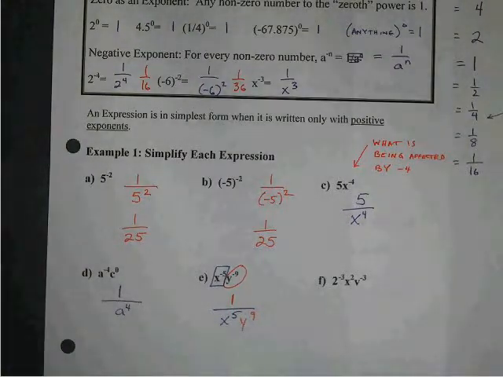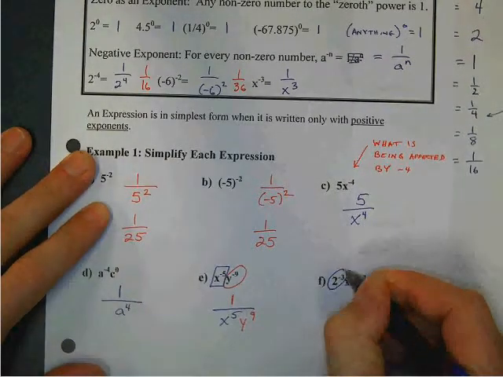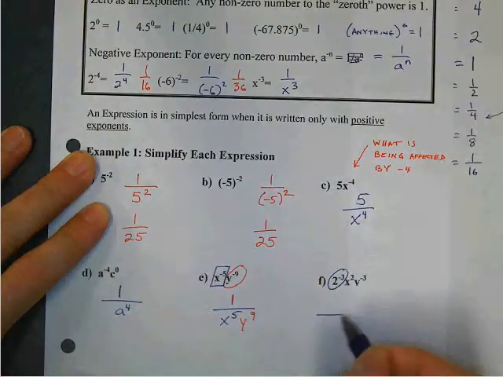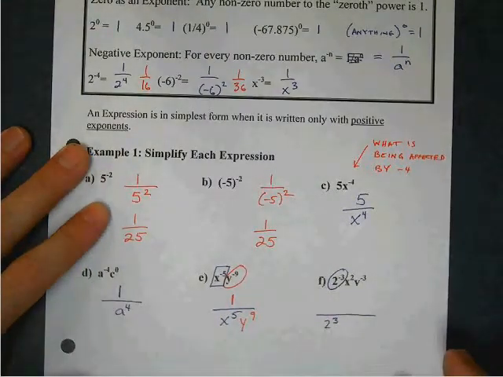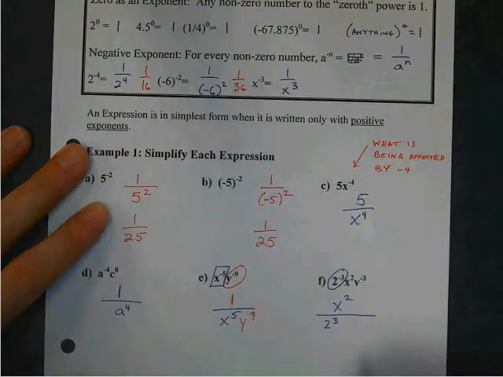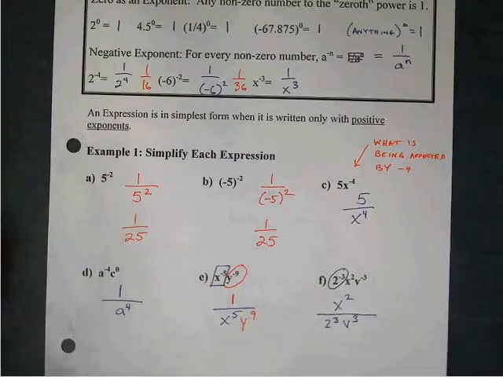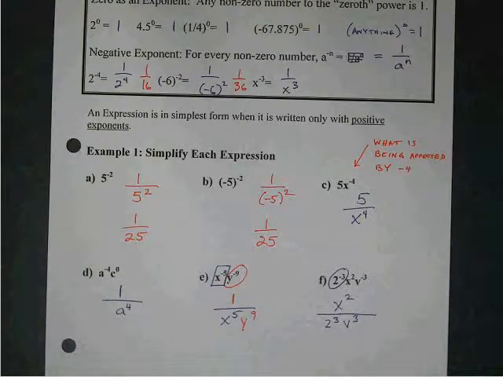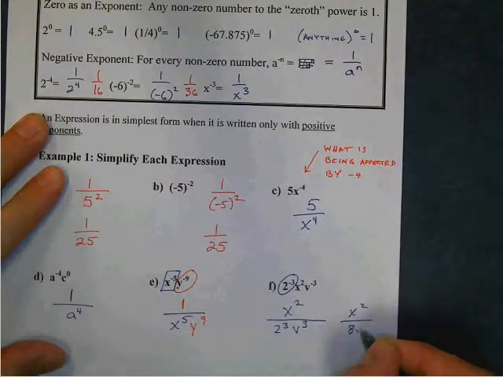All right, let's look at the next one. This is really 3 problems. I'll circle the first one. 2 to the negative 3rd. Goes where? Bottom. X to the 2nd. Top. V to the negative 3. Bottom. Now, I don't necessarily, Kyle, want to leave my answer in this form because I have a number. What's 2 times 2 times 2? 8. Very good. So let's write our answer. Simplest form, x squared over 8v cubed.